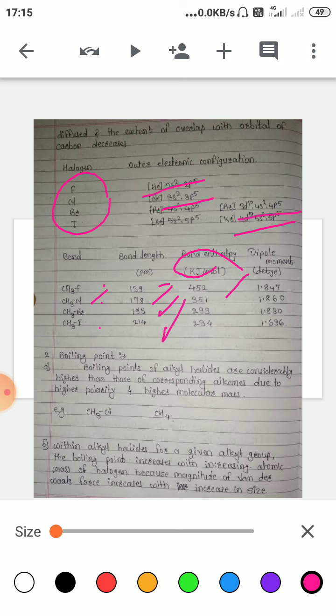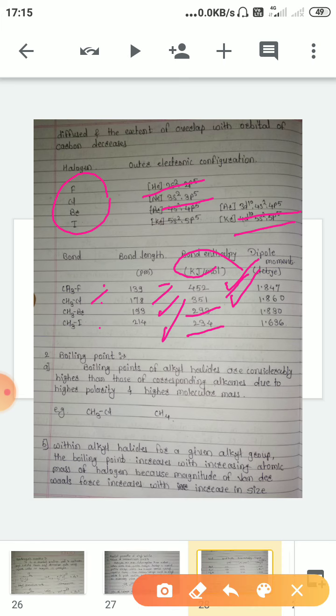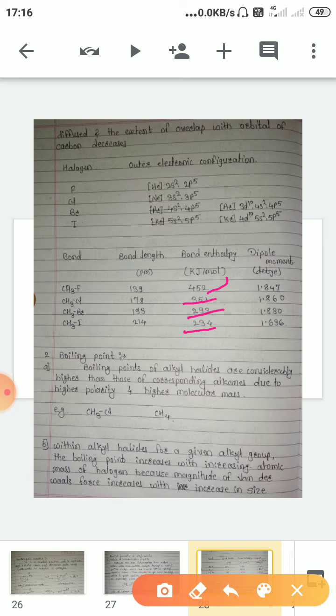Now here the bond enthalpy for the C-F bond is 452 kilojoule per mole, that of methyl chloride is 351 kilojoule per mole, methyl bromide is 293 kilojoule per mole, and methyl iodide is 234 kilojoule per mole. That is, the highest energy is required to break the bond in methyl fluoride, then methyl chloride, then methyl bromide, and then methyl iodide.